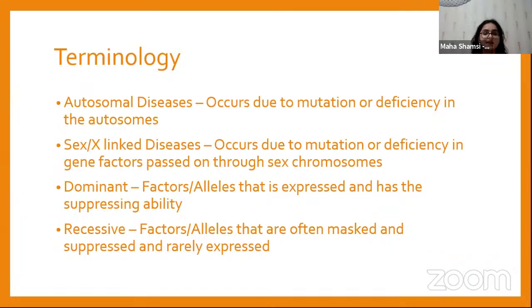So autosomal diseases occur due to mutation in the autosomes. Now we know that all of us are comprised of 46 plus XX or 46 plus XY, or any other variations that occur in our chromosomes. Now the 46 chromosomes, those are the autosomes, right? Those are the chromosomes that we all have.